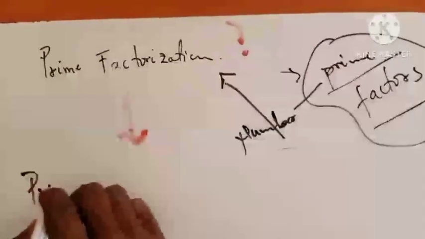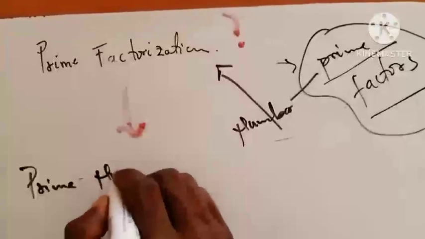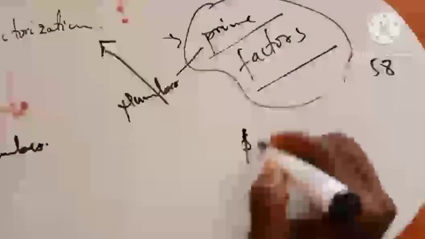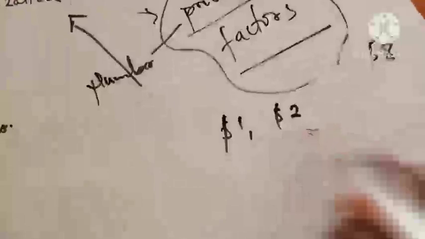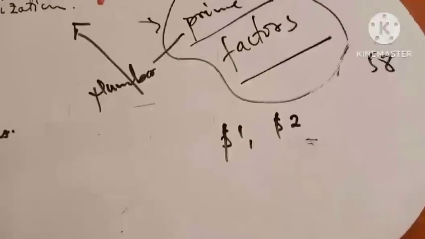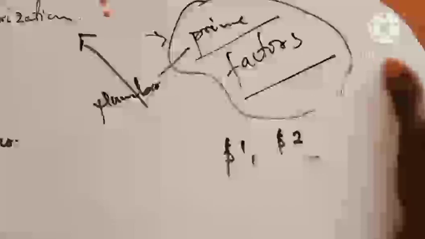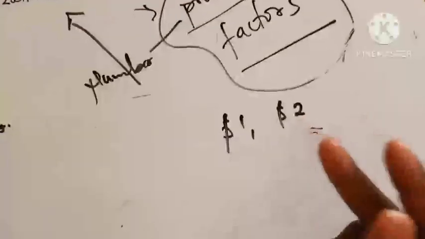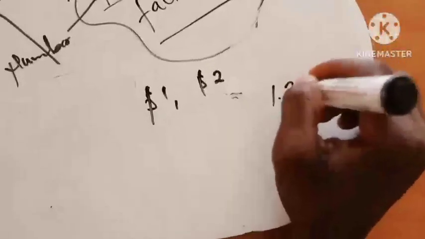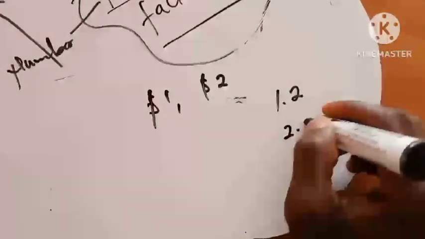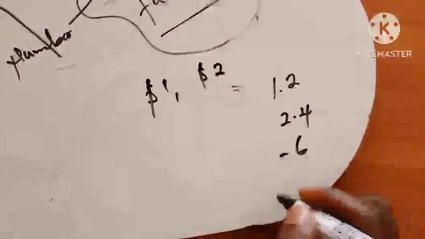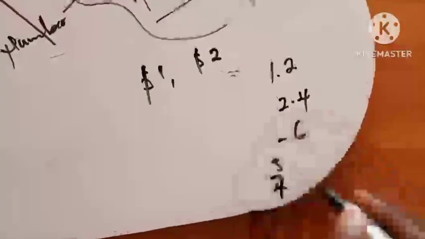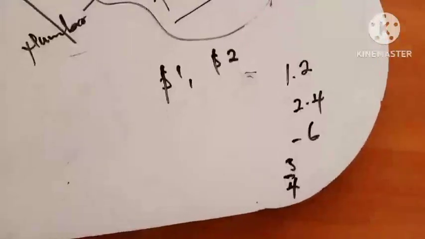Prime numbers: you see, we have so many numbers everywhere. Let's say $1, or $2, or your currency, £2 or whatever, in whatever country you are watching from. Something like this is what we are calling numbers. Prime numbers are also numbers. Let's say 2.4, or maybe -6, or maybe 3 over 4. All these things are numbers, but which type of numbers are we looking for here?